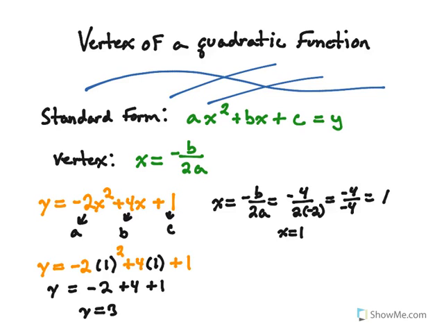So remember the vertex is given as the coordinates of x and y. Since we know x is 1 and our y value is 3, then that would be the vertex for that parabola. One other thing I want to show you quickly on the next slide is the quadratic function in vertex form, and how to find the vertex directly from that form. So let's go to the next slide and we'll talk about that.